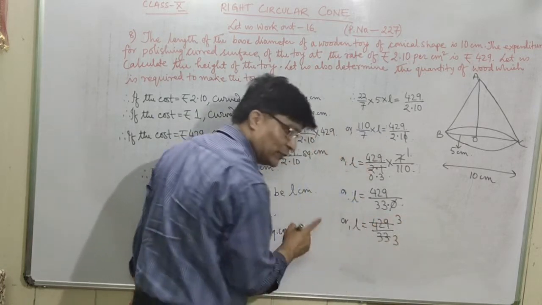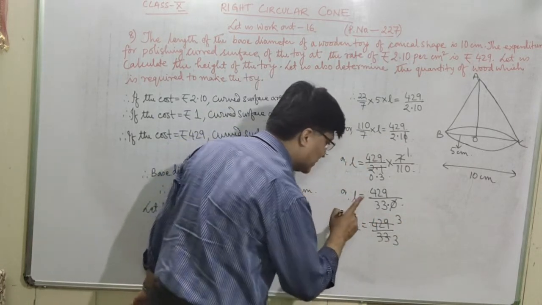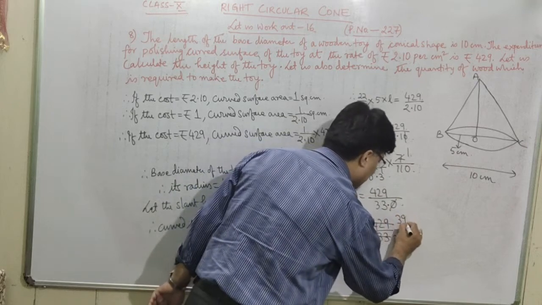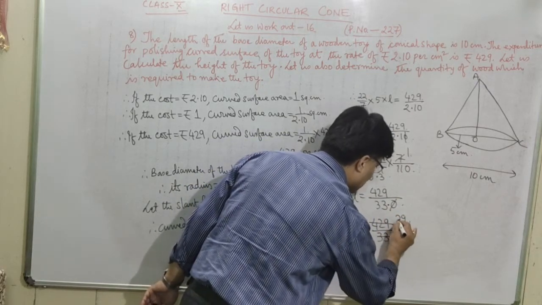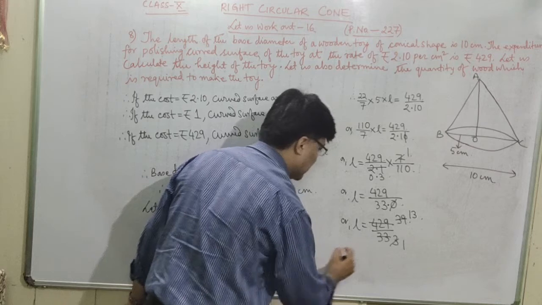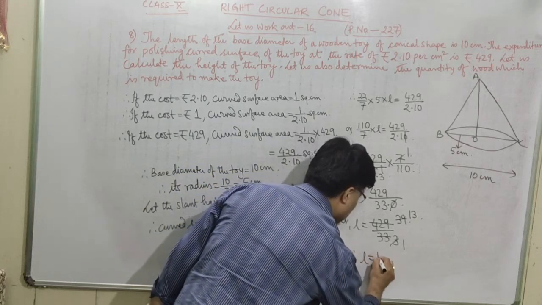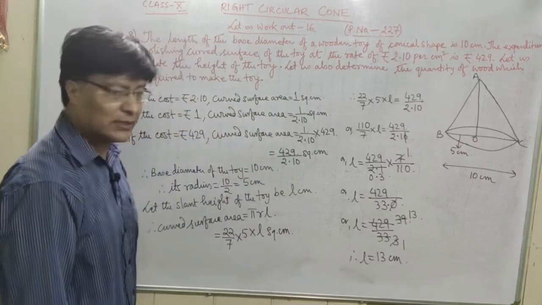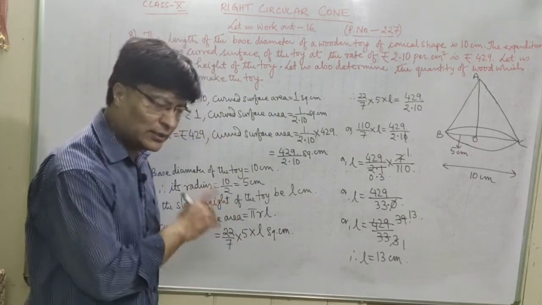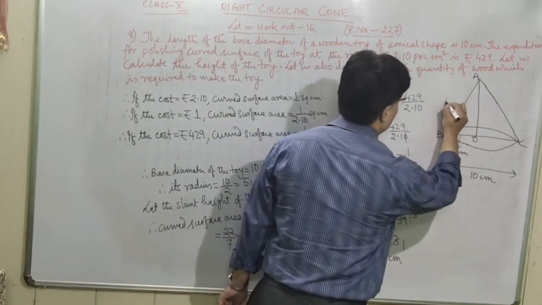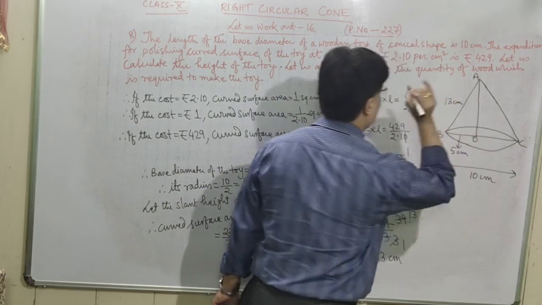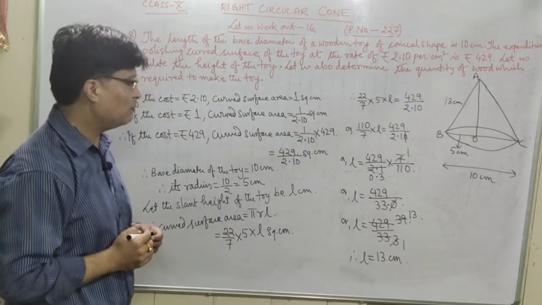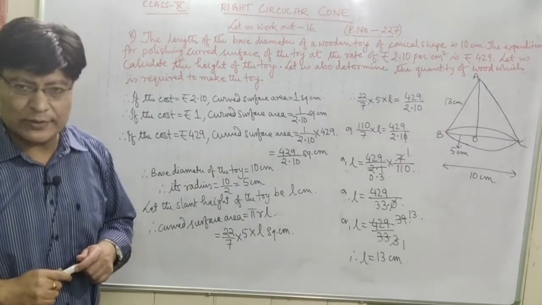Now divide 429 by 11. 11 threes are 33. 42 minus 33 is 9. 99. 11 nines are 99. So 3 ones are 3. 3 13s are 39. That means L is equal to 13. What is the unit? Centimeter. That is L is equal to 13 centimeter. That is your slant height. So here the slant height is AB is equal to 13 centimeter. So I think you have understood it.